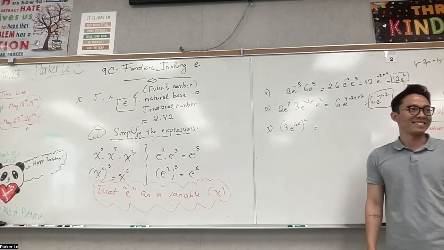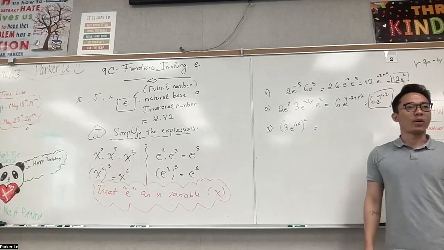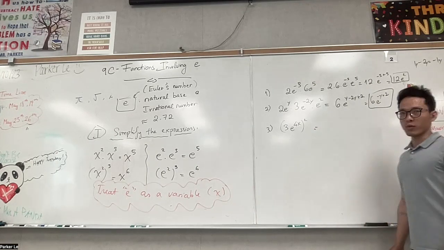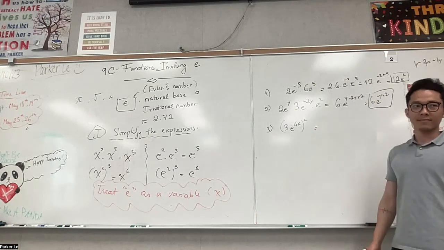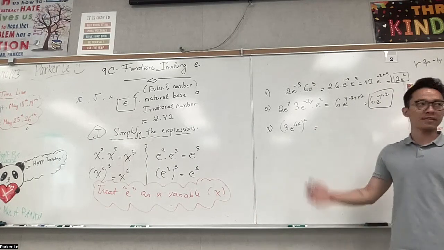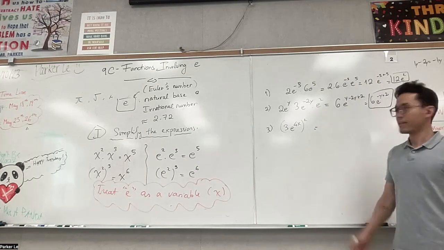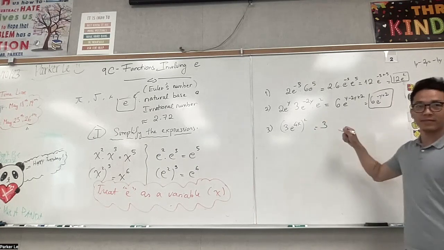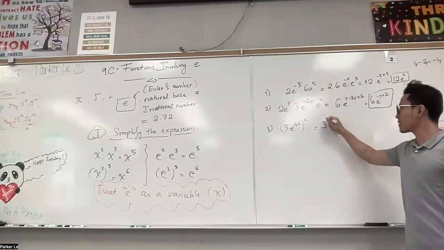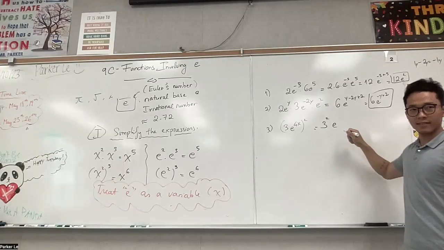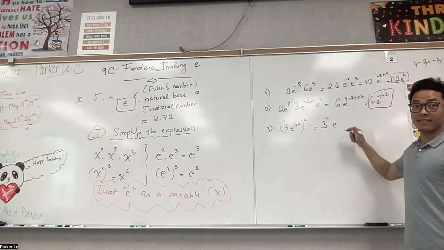Who next? Who wants to try? Number 3, 2 points. Give me what to write, or just give me the answer. 3, what? To the power 2? Uh-huh. E? Good.